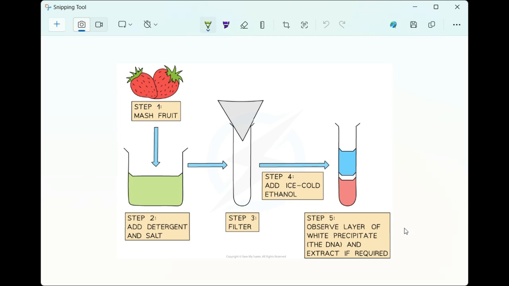You also need to know how to extract DNA from a fruit. So these are the steps over here. You first mash up the fruit and then add detergent and salt. You add these so the cell membrane can break down so the DNA can actually be released. You then filter your mixture and then add ethanol. Ethanol will make the DNA visible. Before you add ethanol, you can't see any DNA, but after you add the ethanol, the DNA will be visible.